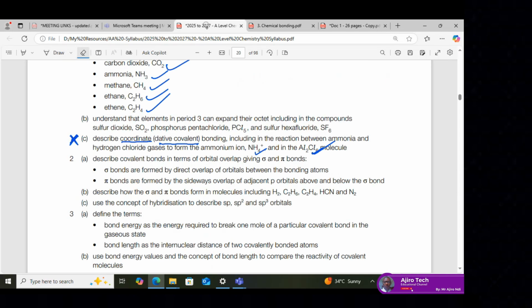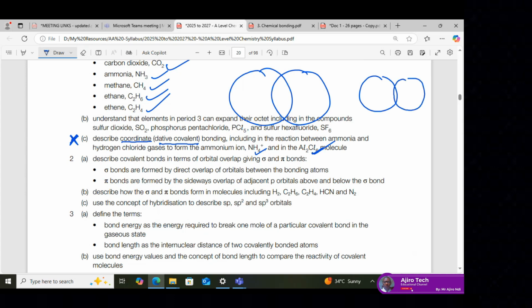Good. So, sigma and pi bonds. Now, how is a sigma bond formed? When sigma bonds are formed, the atomic orbitals overlap. They overlap very well. Sigma is like this. Pi may not be like this. Can you see they didn't overlap very well?